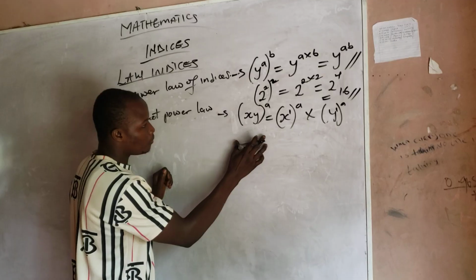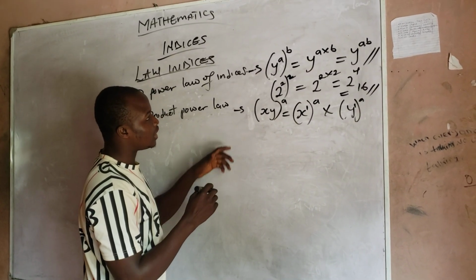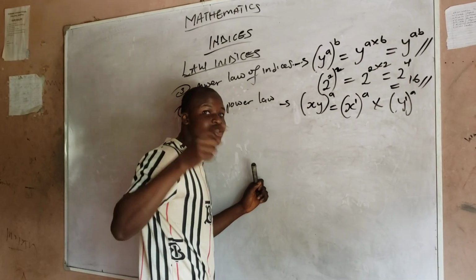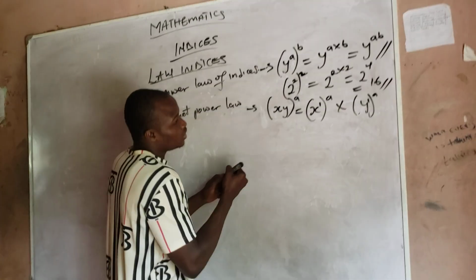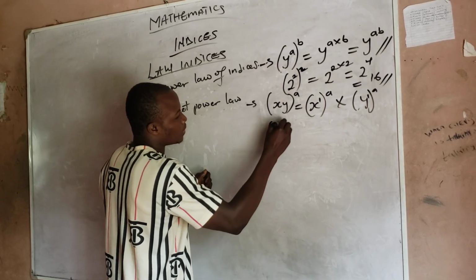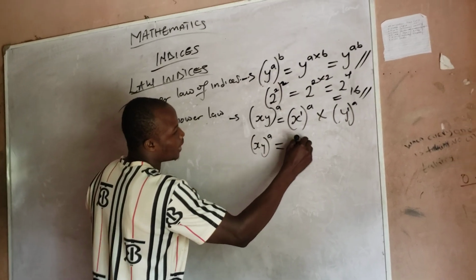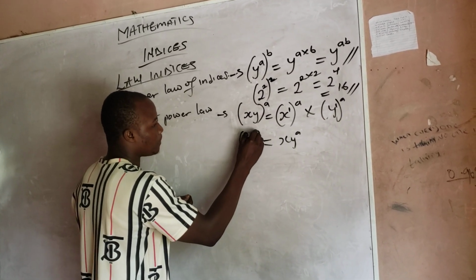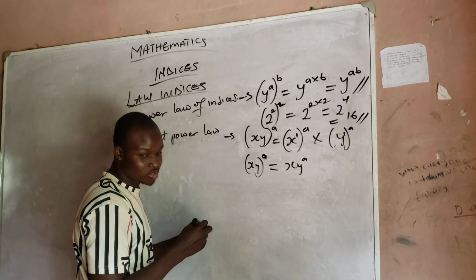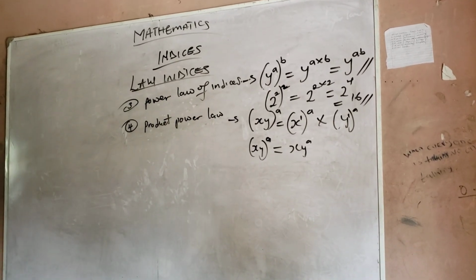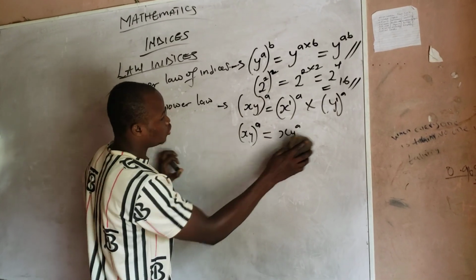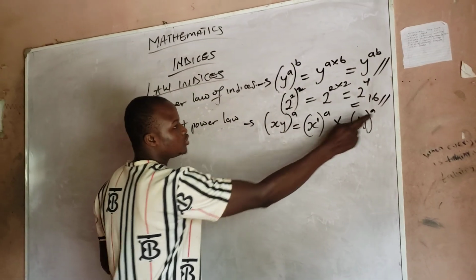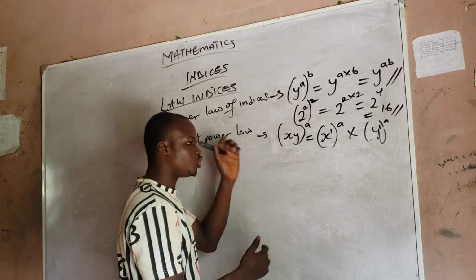Now, it's telling us that we should not treat this as a power law, because in a power law we only have one number raised to a power and also raised to another power. If you treat xy raised to the power of a like this, xy^a, it will not make sense, because this power is affecting both x and y. That is why it's not advisable to use it this way. It's advisable to split it and distribute the power. You say the power will be distributed to each of them.